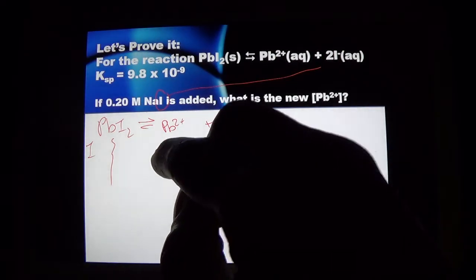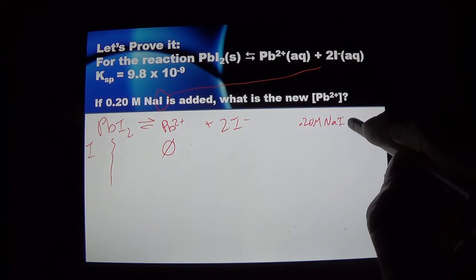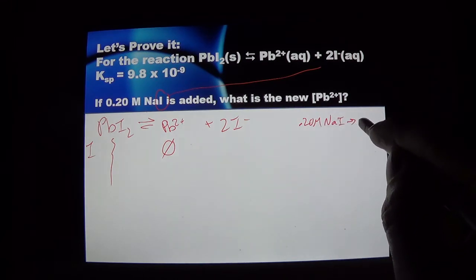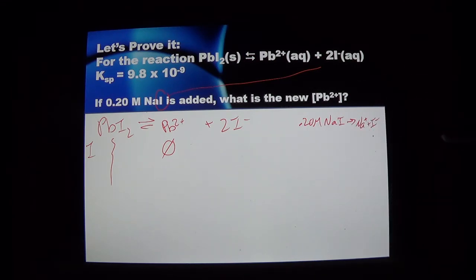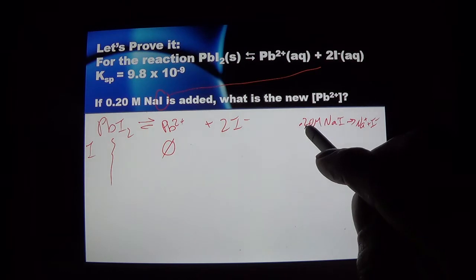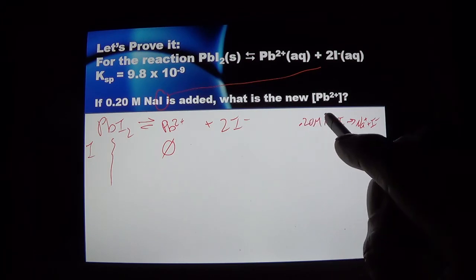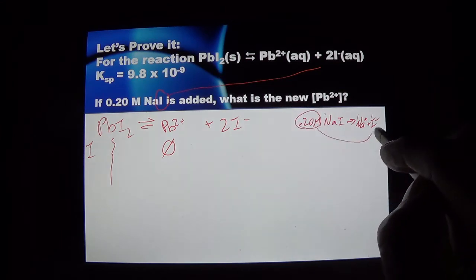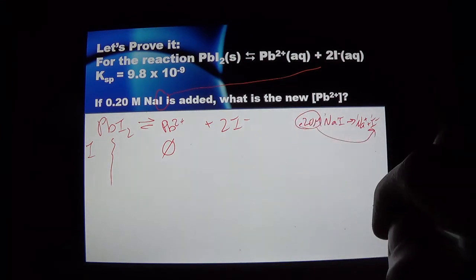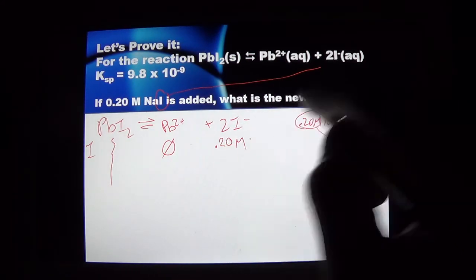Initially I had 0 lead, but check this out. 0.20 molarity of sodium iodide will one-way arrow into sodium ion and iodide ion. It's a go-to-completion reaction. It is very soluble. And with that small amount in there, we can virtually guarantee all of it's going to ionize. That's a very good assumption. So with the ratio of 1 to 1 to 1, 0.20 molarity sodium iodide becomes 0.20 molarity iodide ion. So now I'm actually starting with some iodide ion.